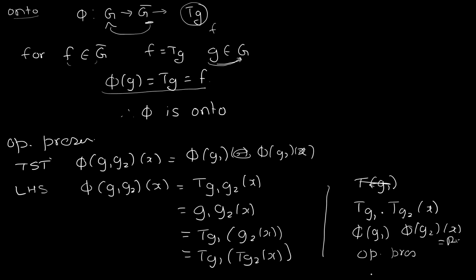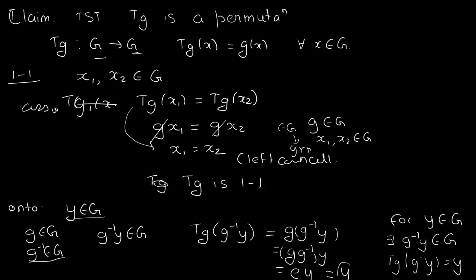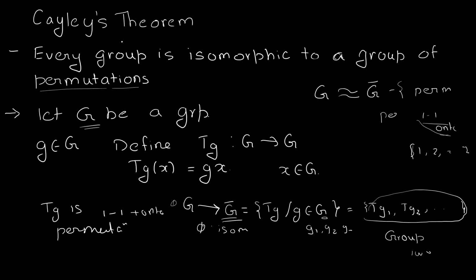Now since it is operation preserving, therefore it is an isomorphism. Since it is an isomorphism from G to G bar, that means G and G bar are isomorphic. So this is what the theorem says: every group G is isomorphic to a group of permutations G bar.